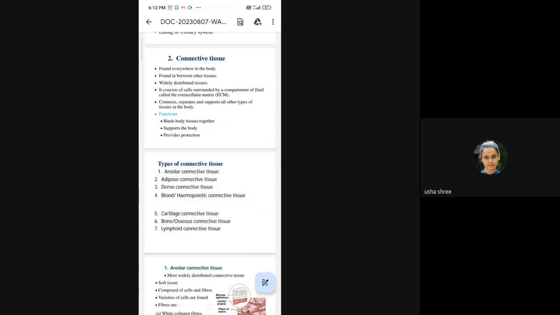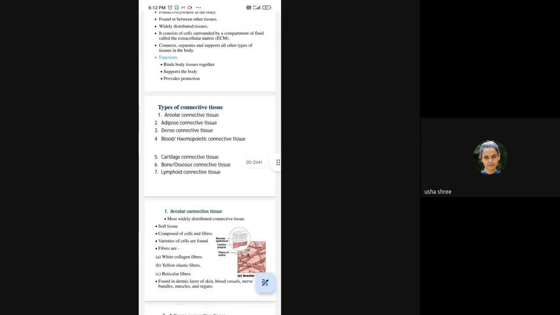Connective tissue is found everywhere in the body, in between other tissues; it is a widely distributed tissue. It consists of cells surrounded by a compartment of fluid called extracellular matrix. We all studied this yesterday. The functions of connective tissue are that it binds the body, supports the body, and provides protection.